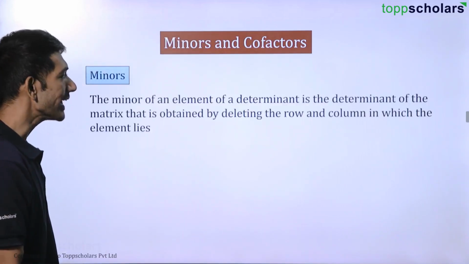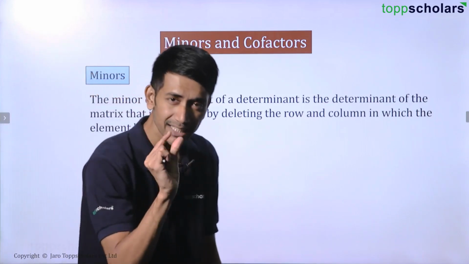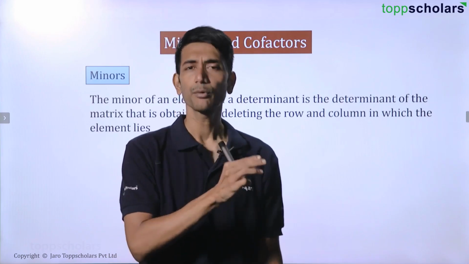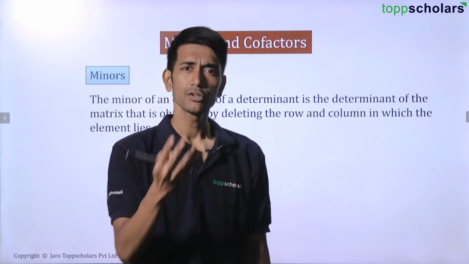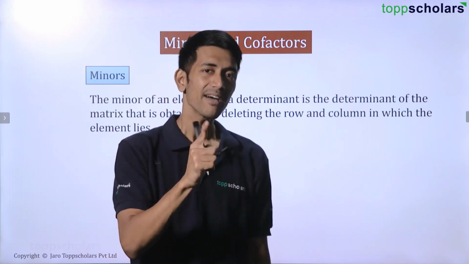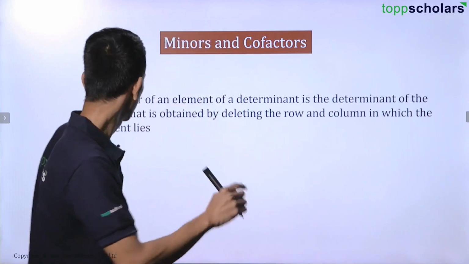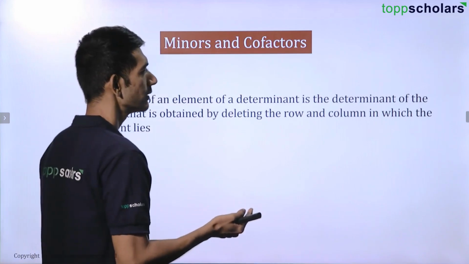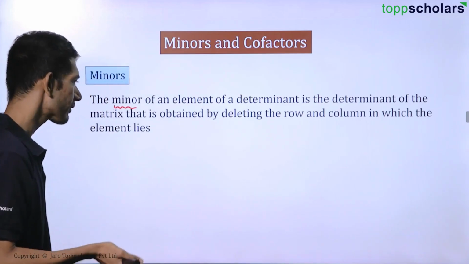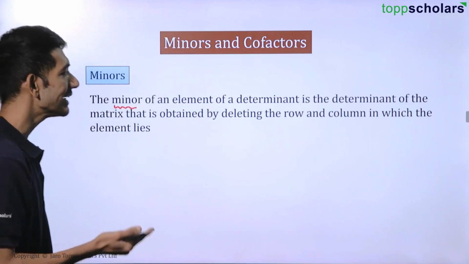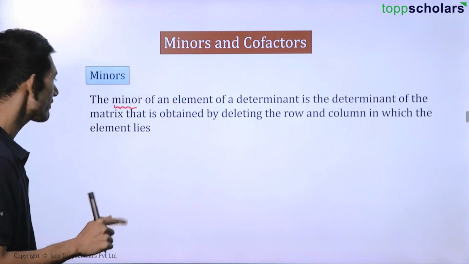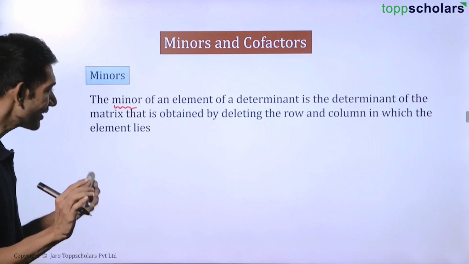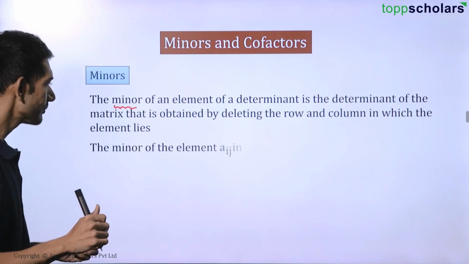The minor of an element. Element means what? Suppose if there is a 2 by 2 matrix, so there are 4 elements. So every element has some minor. So the minor of an element of a determinant is the determinant of the matrix that is obtained by deleting the row and column in which the element lies. Okay, so this might sound confusing, don't worry, we'll see it slowly.